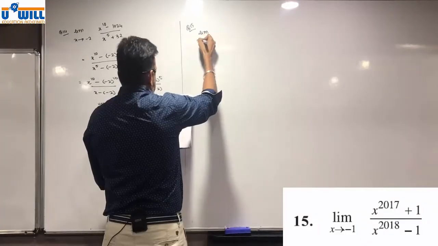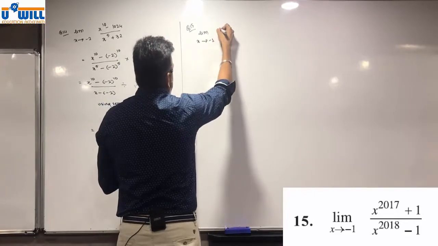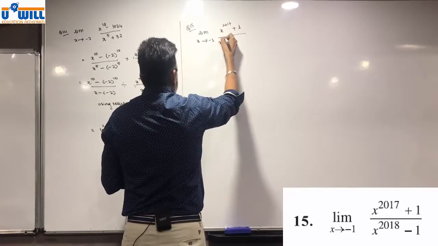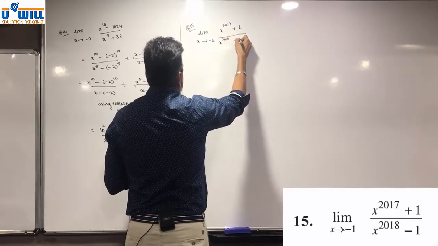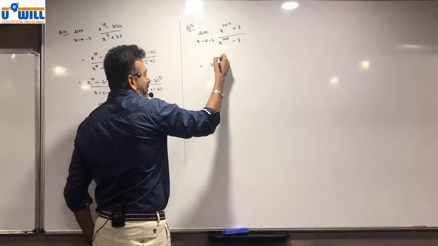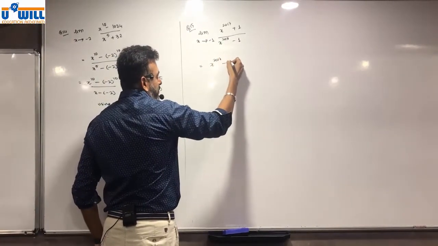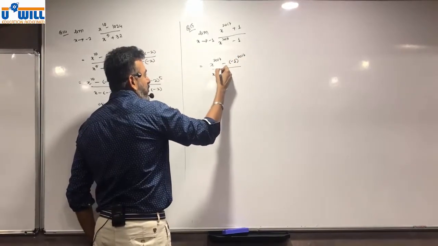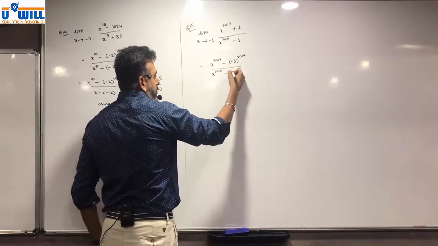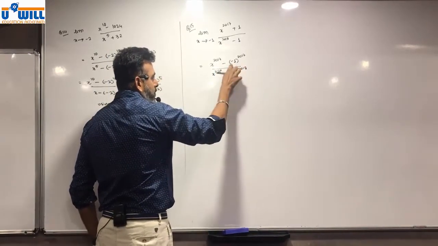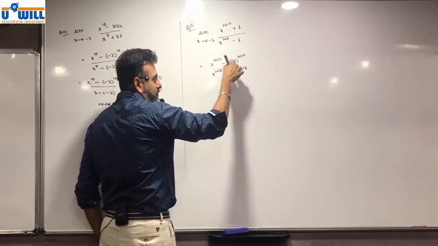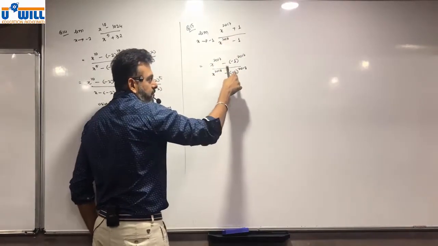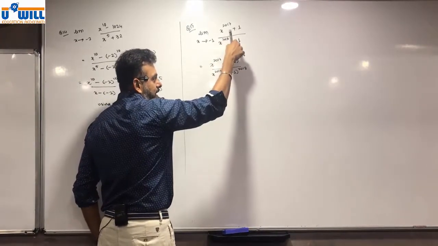15th sum, limit x approaches minus 1, x raised to 2017 plus 1 upon x raised to 2018 minus 1. X raised to 2017 minus (minus 1) raised to 2017 upon x raised to 2018 minus (minus 1) raised to 2018. Now minus 1 raised to 2017 is negative, but this negative and this negative becomes positive. Over here this will be positive, so positive of negative will become negative.